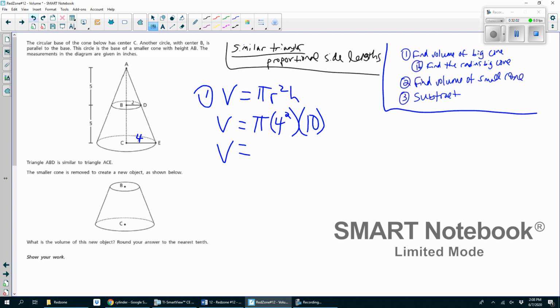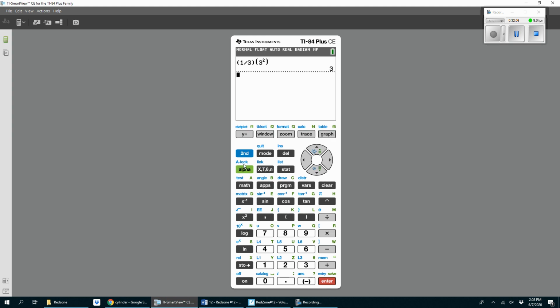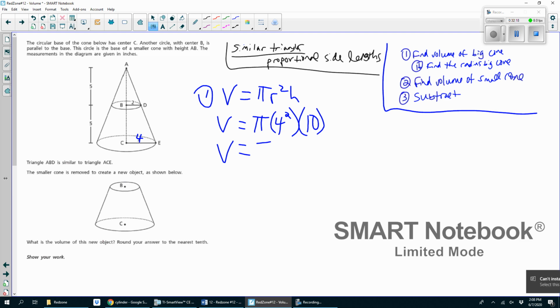Remember, do not fully round your answer until the very end. So I go to my calculator and I do pi times 4 squared times 10, and I get 502.655. So that's the big cone.